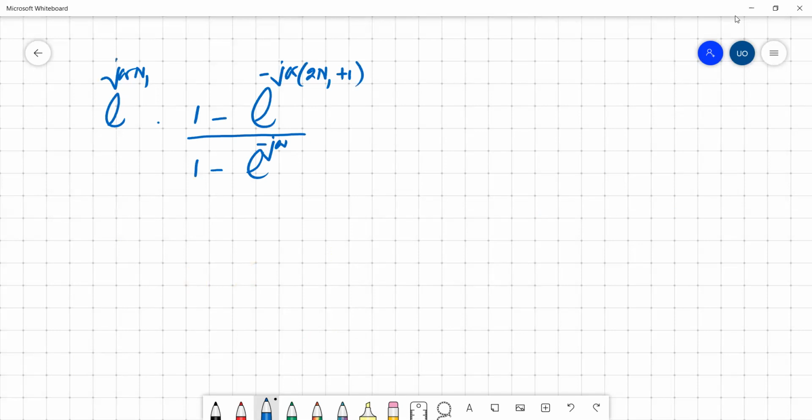If you have this kind of form, and if you are asked to convert it to a sine function, what we can simply do is make this replacement. Take half of this exponent and take it out.